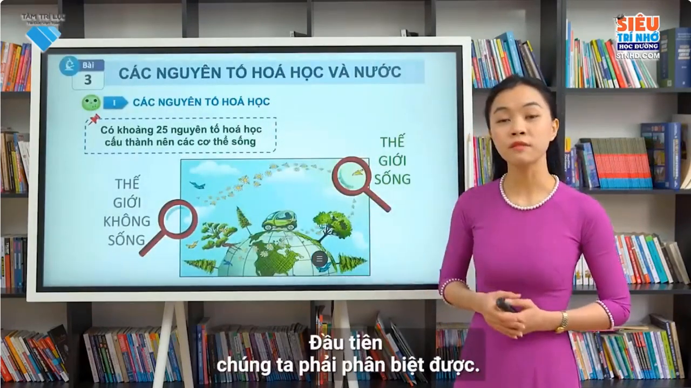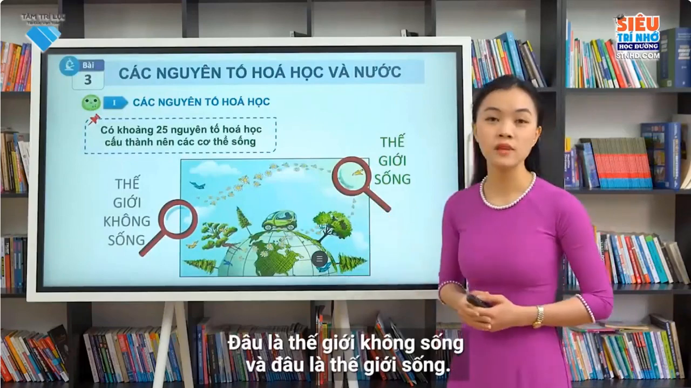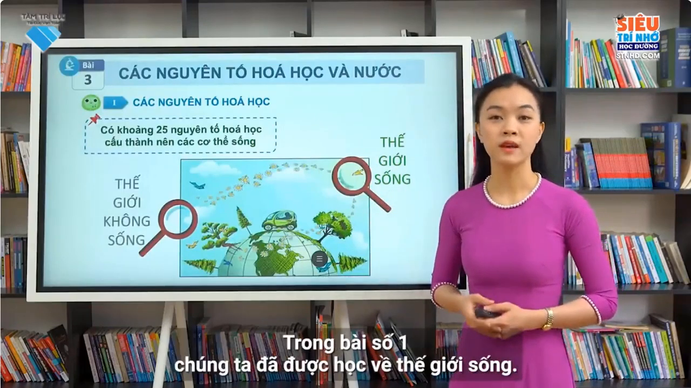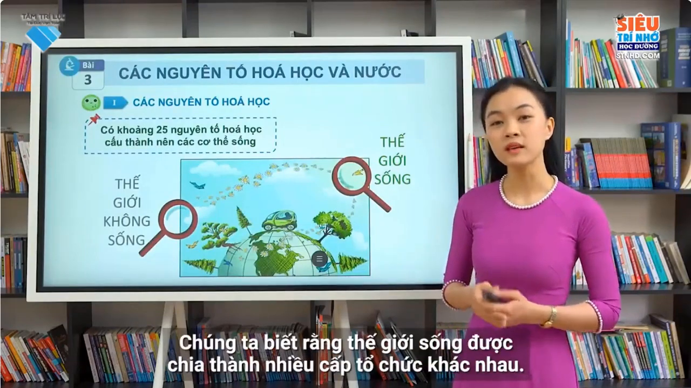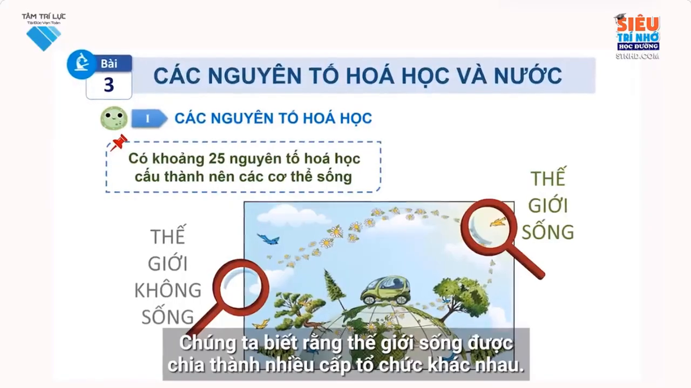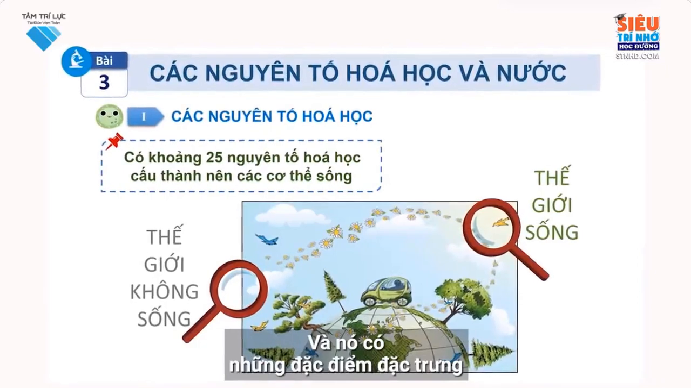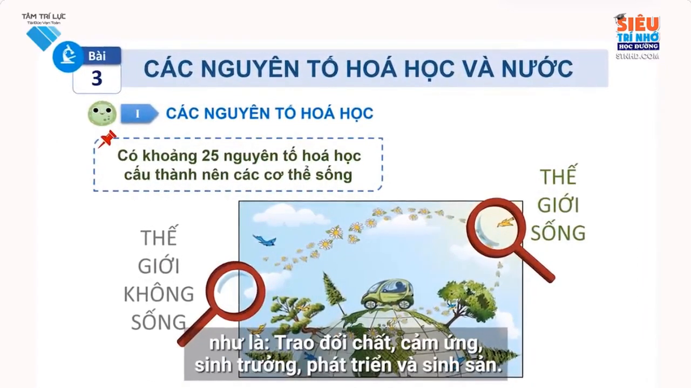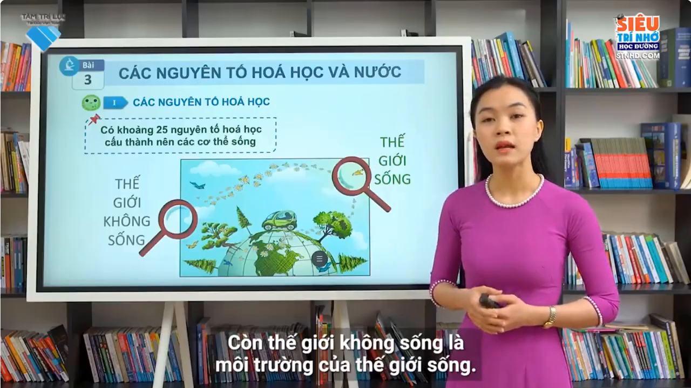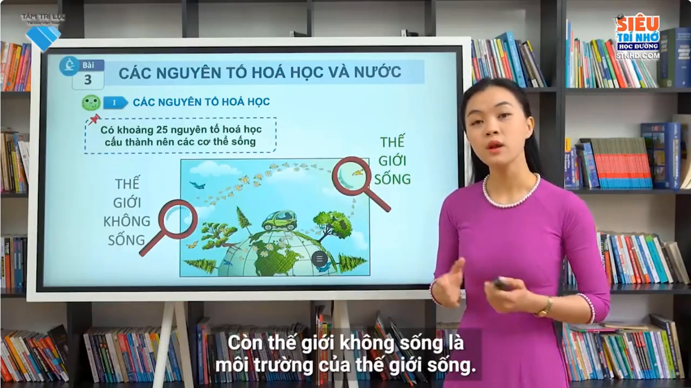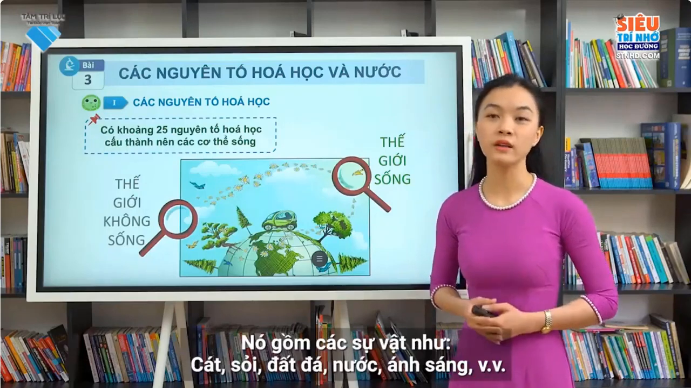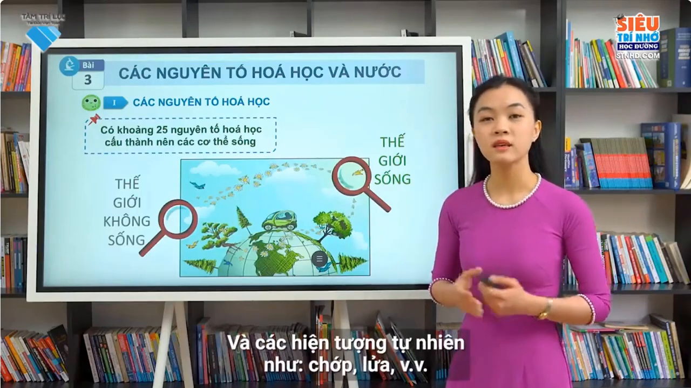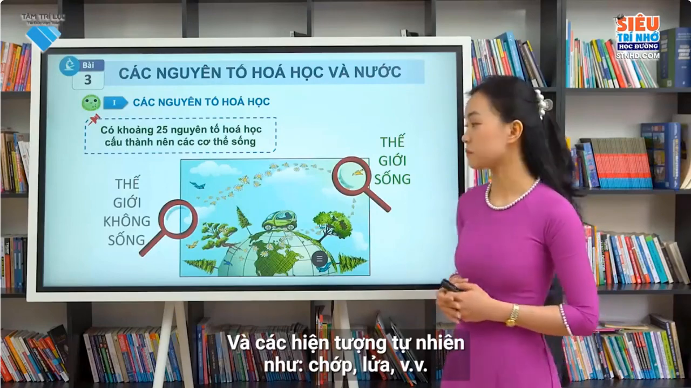We must first distinguish between the non-living world and the living world. In Lesson 1, we learned about the living world. We know that the living world is divided into many different levels of organization and it has distinctive features, such as metabolism, induction, growth, development, and reproduction. The non-living world is the environment of the living world. It includes things such as sand, gravel, soil, water, light, etc., and natural phenomena such as lightning, fire, etc.